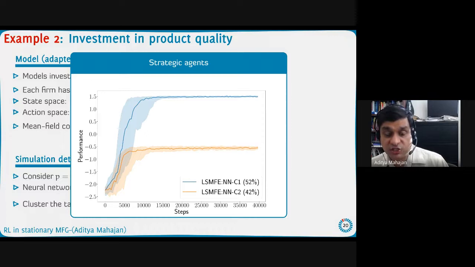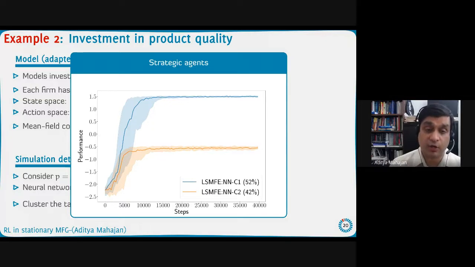And this is perfectly reasonable because in general, the stationary mean field equilibrium is not unique. There can be multiple stationary mean field equilibria. The local stationary mean field equilibrium is also not unique. There can be multiple local equilibria. And what we are finding is that in this particular example, there are 2 equilibria, and each sample path of the RL algorithm does converge to one of the 2 equilibria.